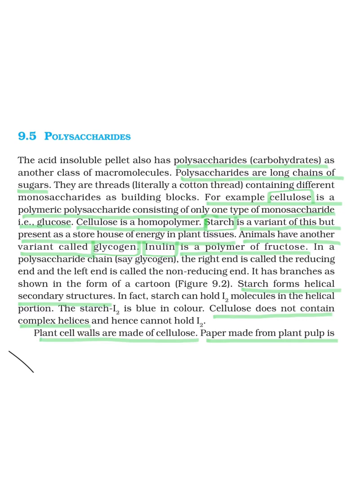Okay, so in a polysaccharide chain, for example glycogen, the right end is called the reducing end and the left end is known as the non-reducing end. And starch forms a helical structure, a secondary structure, a slight helix form. In fact starch can hold 12 molecules in the helical portion. So we have described this in a bit more detail.